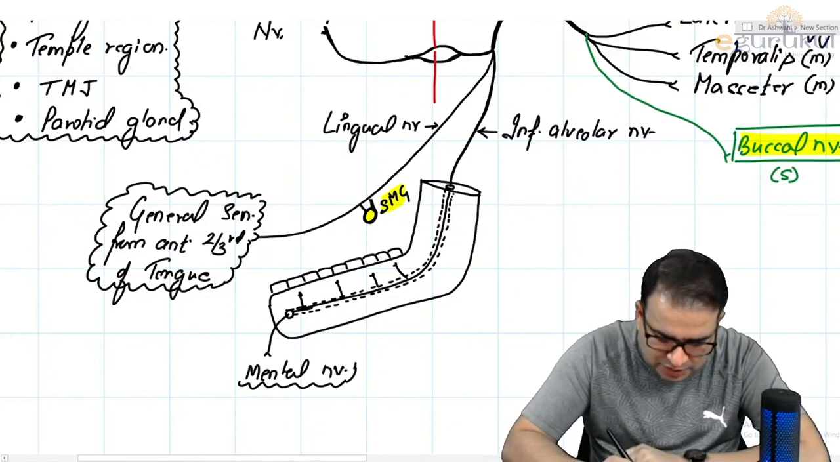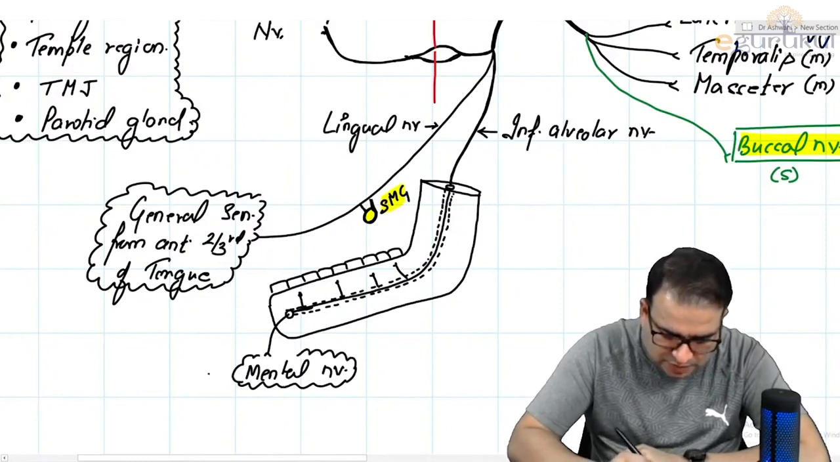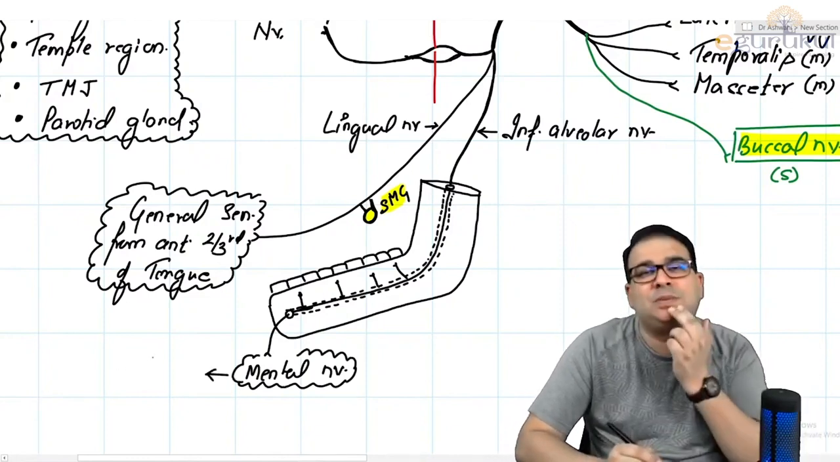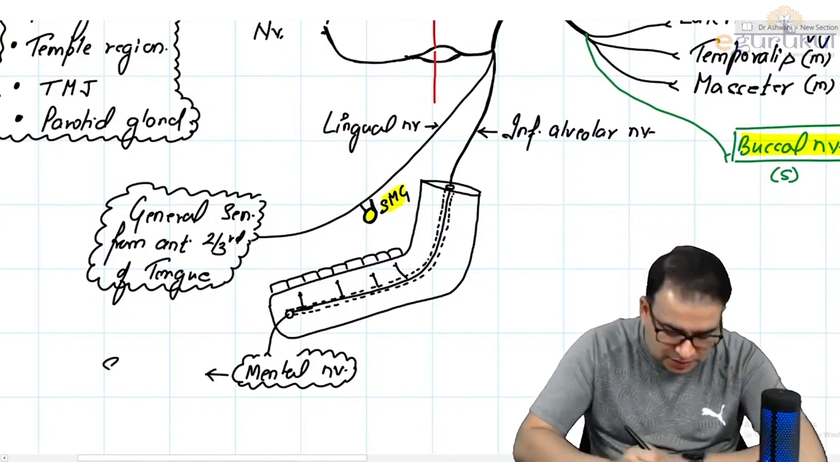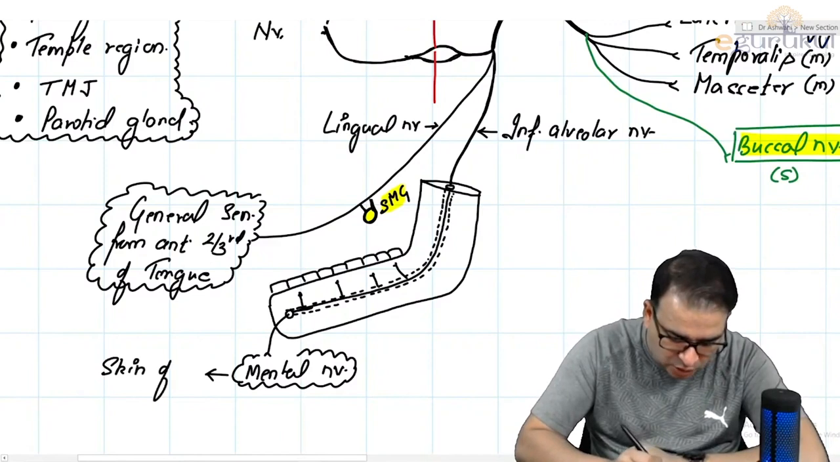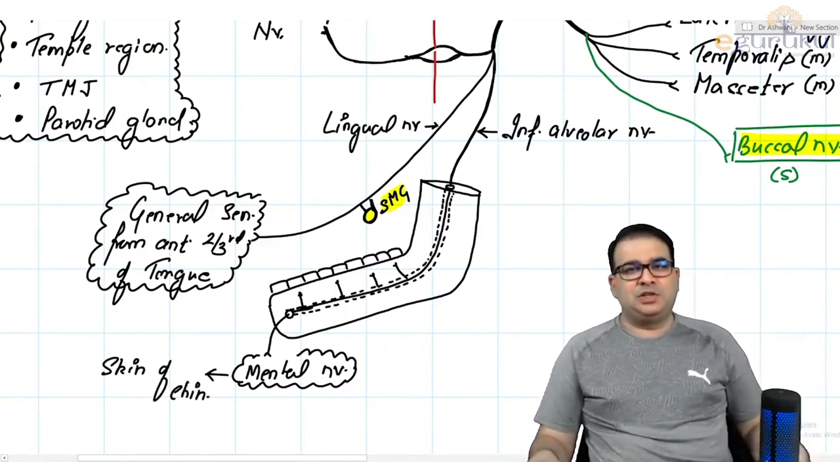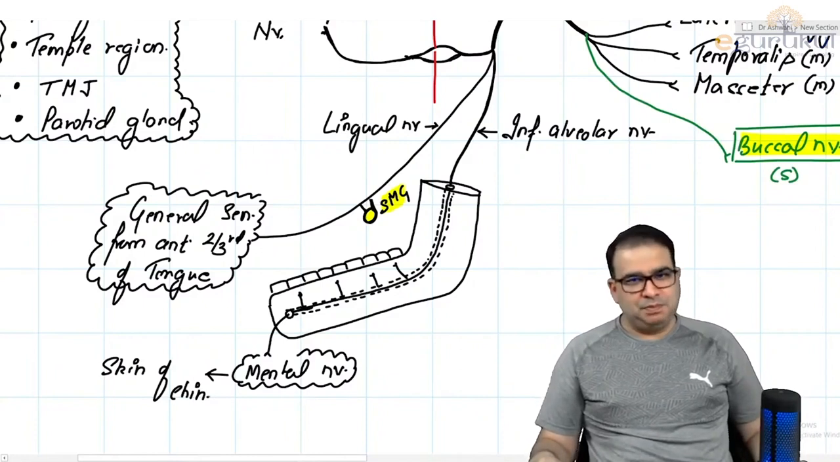And this mental nerve which comes out, it is going to supply what? It is going to supply the skin of the chin. It's a sensory nerve. It's not supplying any muscle. It is just going to supply the skin of the chin region. Mental nerve.